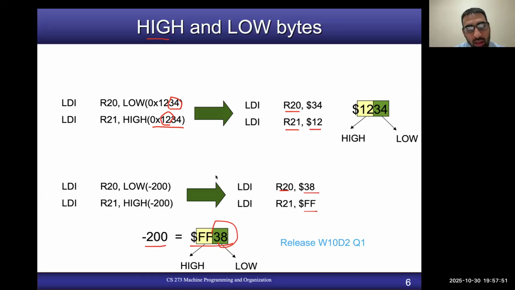Some students have selected the third option, which is load immediate R16, comma R17, comma 0xFF0, which is not correct because the load immediate instruction takes only two operands, and one of them is the register, the destination register, and the other is the immediate number, right?